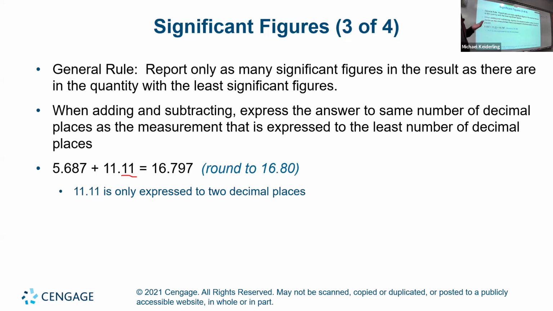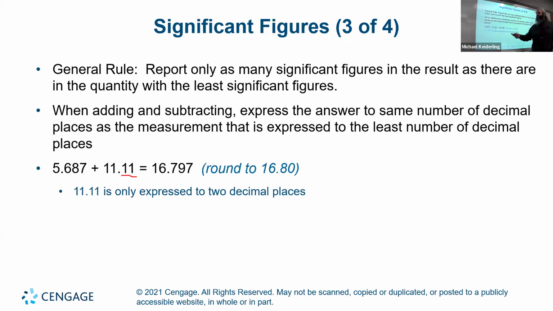For addition and subtraction, instead of significant figures, you actually use decimal places. Usually, significant figures and decimal places will give you the same answer. I'm not going to be picky. If you use either one, I will treat it as correct. I will accept both roundings. But the general rule is when adding and subtracting, express the answer to the same number of decimal places as the measurement that is expressed to the least number of decimal places.